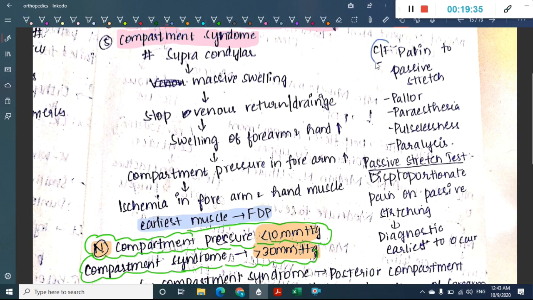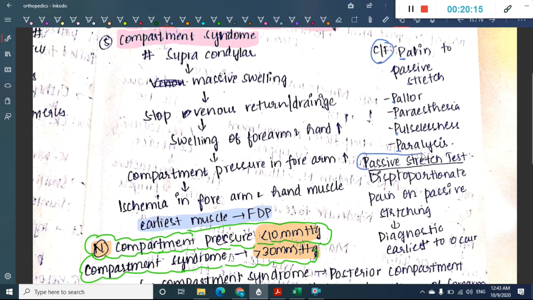Then what about the clinical features? The main clinical features are the 5 P's. First, pain to passive stretch. On passive stretching, the patient has pain. Because of blood supply lost, there will be pallor, and because of damage to nerves, there will be paresthesias. Compression of nerves causes paresthesias. Compression of artery causes pulselessness. Because of ischemia of muscles, there will be paralysis. Those are the main clinical features that you see.